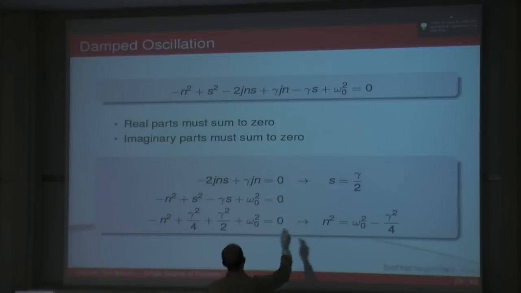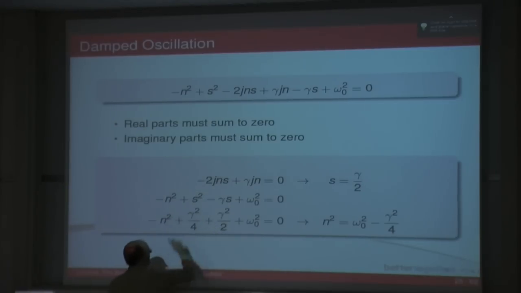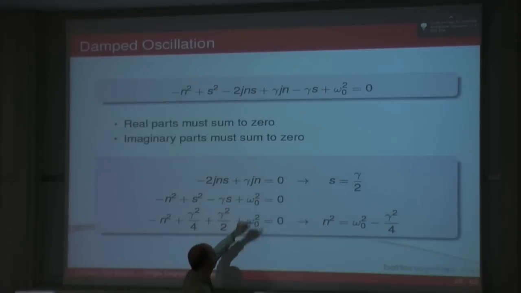We've got s, so in this equation we can stick it in there. So there's the real bits, minus n squared plus s squared, okay? We forget the 2jns, that's imaginary. We forget the gamma jn, that's imaginary. We've got minus gamma s plus omega naught squared equals 0. We substitute in our value for s, and you end up getting n squared is omega squared minus gamma squared upon 4.